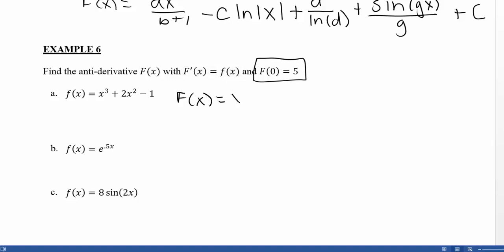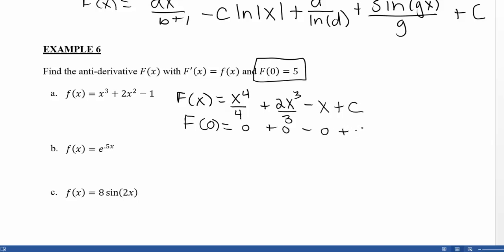So here my antiderivative will be x to the fourth over 4 plus 2x cubed over 3 minus x plus c. So here, first, I find my family of antiderivatives by using the rules from the table. But now I want to use the fact that f of 0 equals 5. So that means I'm going to plug in a 0 for all my x's, which is going to zero almost everything out. And I know that that has to equal 5.